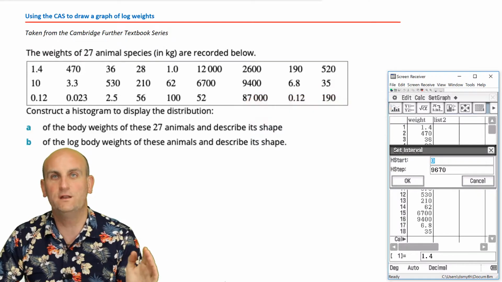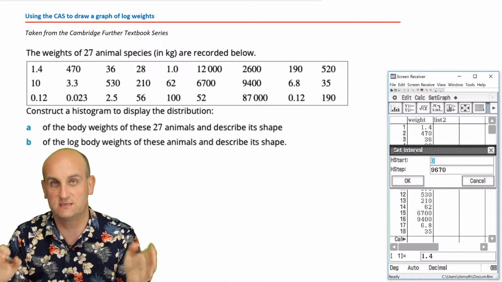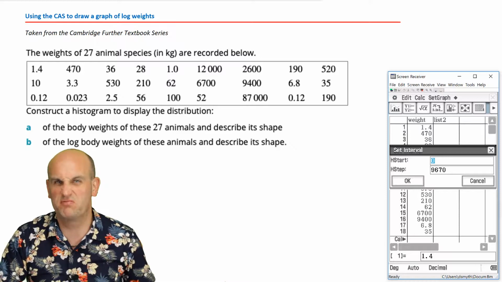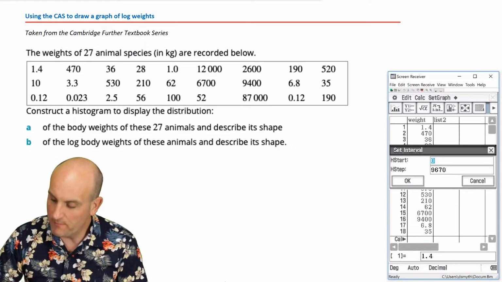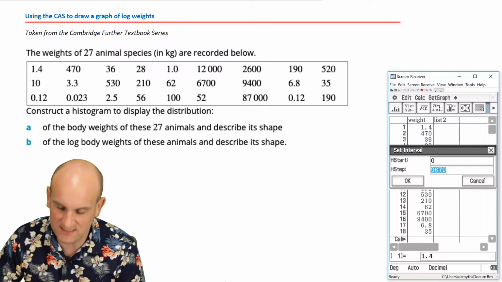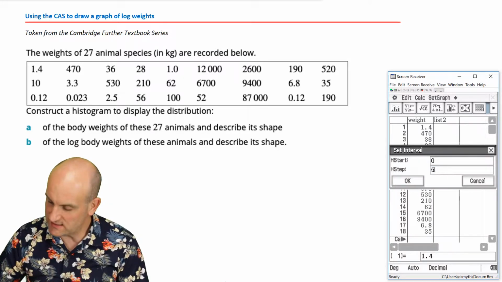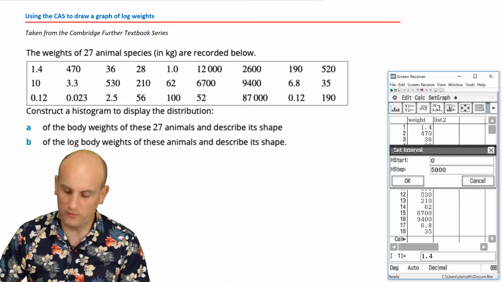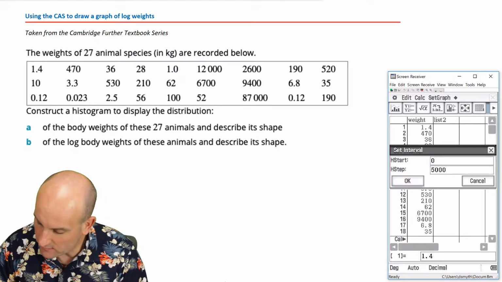So it's asking what value do you want on my x-axis to start from? It's saying, well, I can choose 0. I'd probably let it choose what it thinks. But this H step interval of 9,670, we're actually going to set it to 5,000. Why? Because that seems like a good value to set it to. And we're going to hit OK.